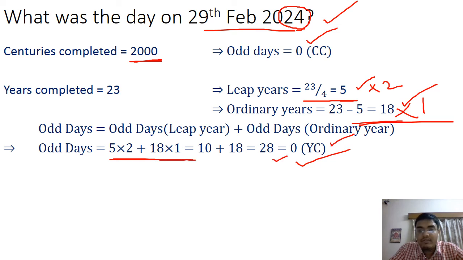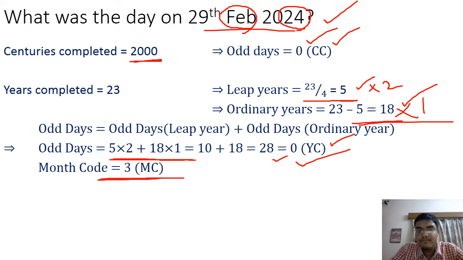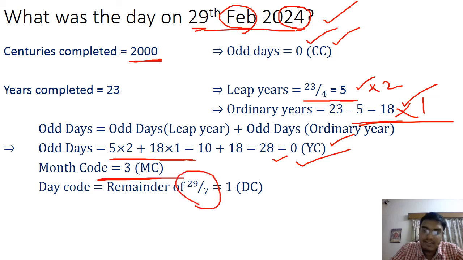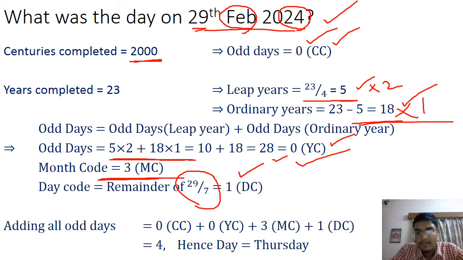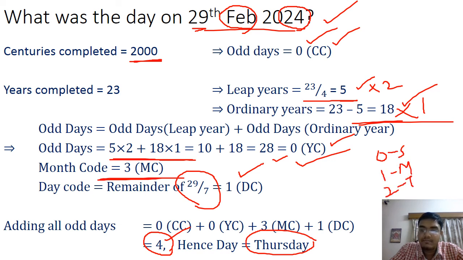Now we have our year code, we have our century code. Now we need our month code. So February was 3, right? So month code for February is 3. Then for day code it would be 29 divided by 7. So 29 divided by 7 you get the remainder as 1. Adding 3 plus 1 plus 0 plus 0, you get 4. And if it is 4 it would be Thursday. How are we getting that 4 is Thursday? Because we saw initially that 0 means Sunday, 1 means Monday, 2 means Tuesday and so on till 6. Right? 6 was Saturday.